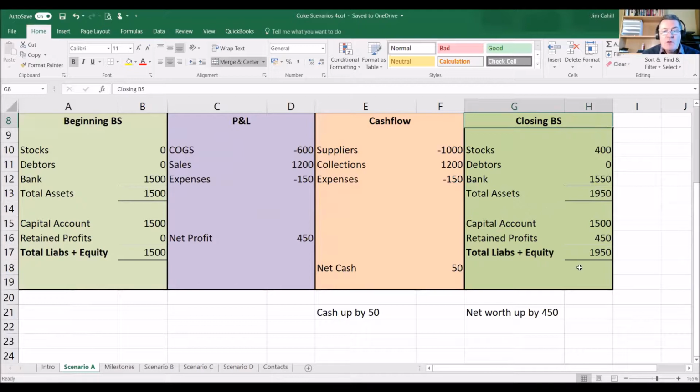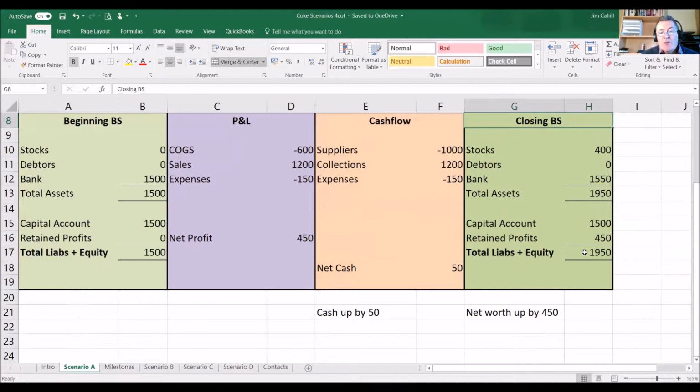And now we look at our closing balance. Anthony now has stocks. He's got 400 cans of Coke left over and they cost him €1 each. So Anthony has 400 in stock. Everybody paid him, so he's owed nothing. His customers don't owe him anything. And he's got 1,550 in the bank. He started with 1,500 and we had the movement, so he's up 50, so he's got 1,550 in the bank.